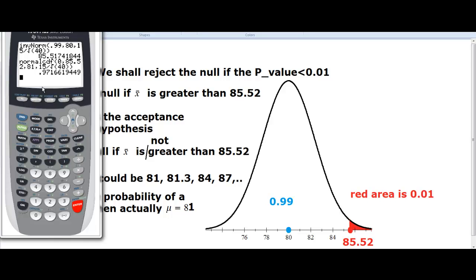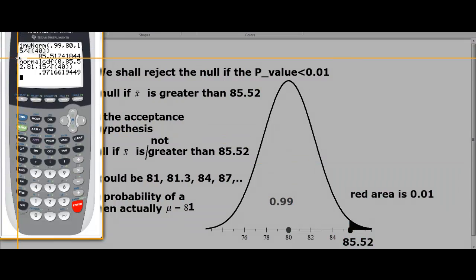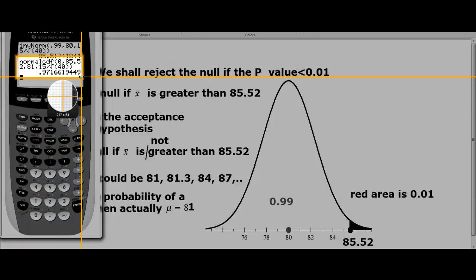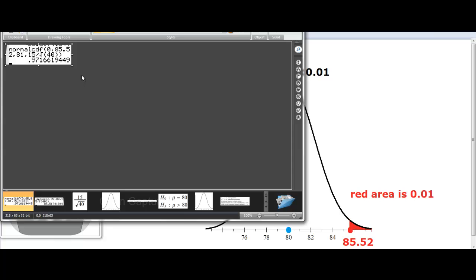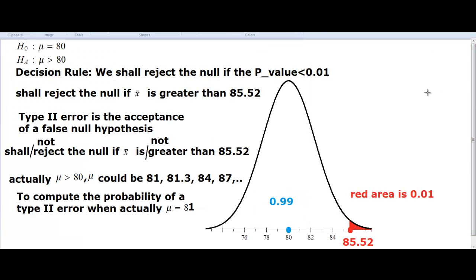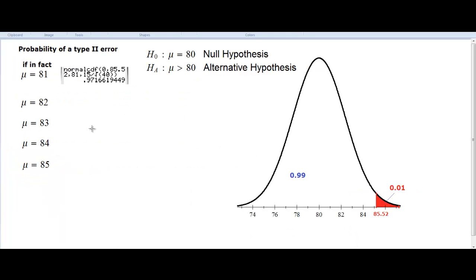So what's the probability of type 2 error in this case? It is pretty big. But of course it will depend on the context, that the null is not really that badly wrong. Okay. So in this case, the probability of a type 2 error comes out to be 0.972 approximately.